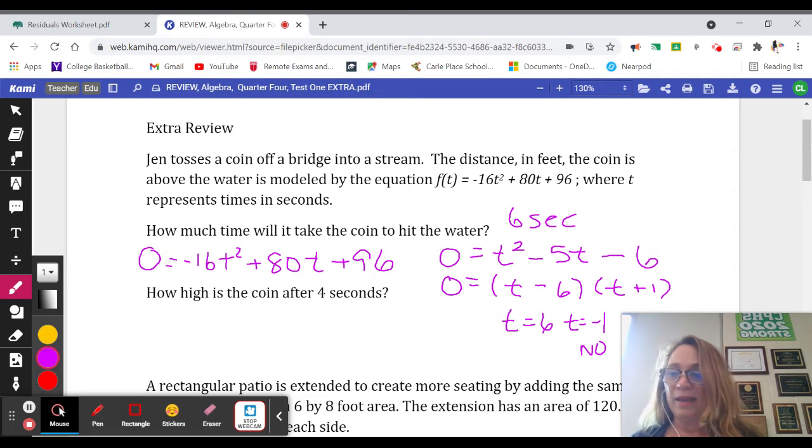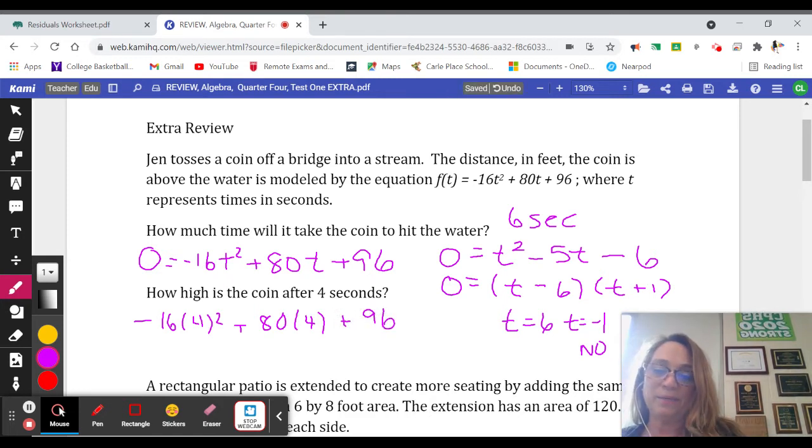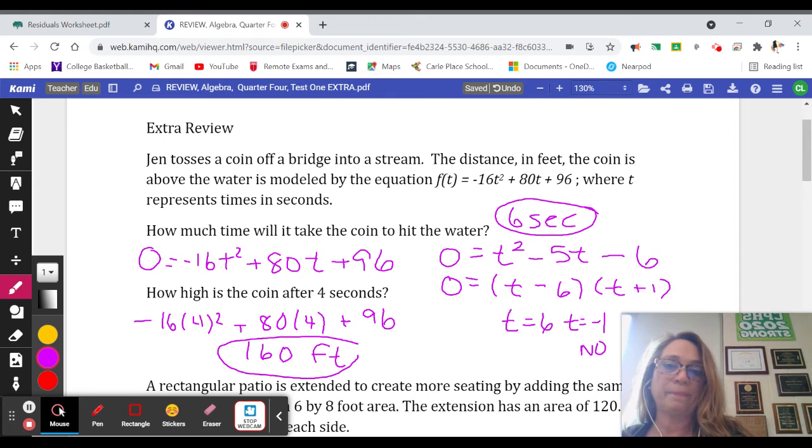Okay. Now, how high is the coin after 4 seconds? So you're going to just substitute in a 4. You can also use the calculator and look on the table. If you do use the calculator and look on the table, you would copy the table. The copy of the table would be your work. Okay, and then for this, I get 160, so it's 160 feet. Okay, don't forget your labels: 6 seconds, 160 feet.